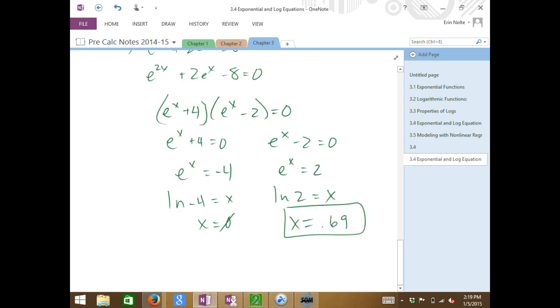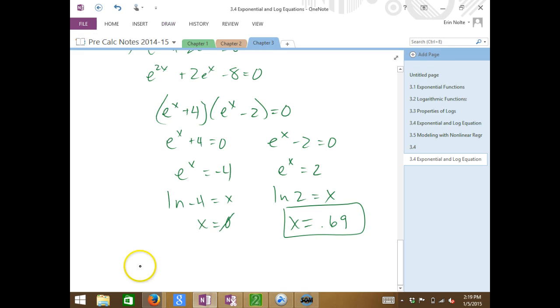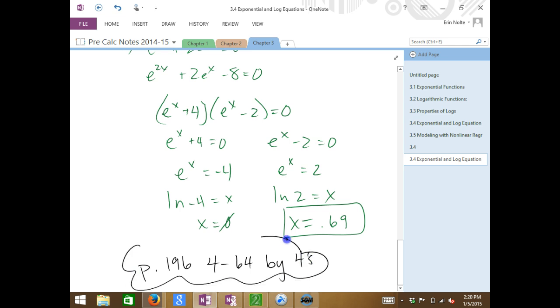You guys look ready to go. Perfect. Here's your assignment. Page 196, you got 4 through 64 by 4s. And just so you know, this assignment is due at the end of class tomorrow. I think it might be.